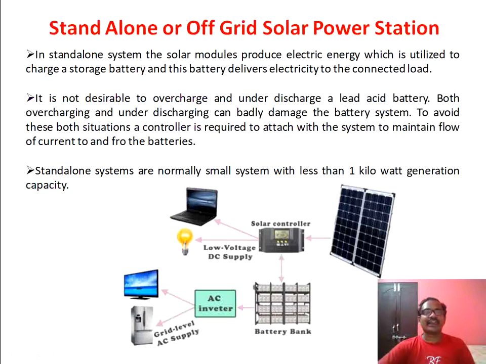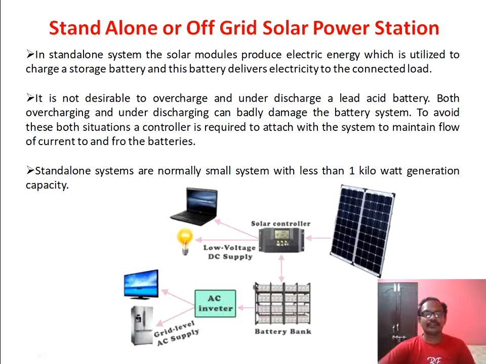So what is a standalone PV system, or otherwise called as off-grid solar power station? In a standalone system, the solar module produces electrical energy which is utilized to charge a storage battery, and this battery delivers electricity to the connected load. It is not desirable to overcharge or undercharge a lead acid battery. Both overcharging and undercharging can badly damage the battery system.